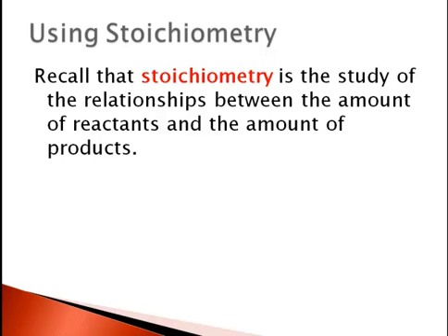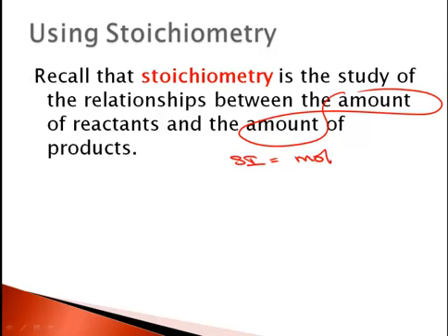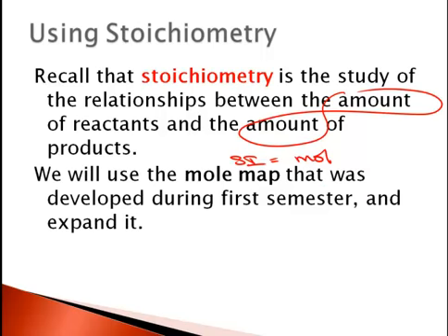Remember that stoichiometry is the study of the relationships between the amount of reactants and the amount of products. So since we're talking about amounts, we're going to use the SI unit for amounts, which is the mole. So we're going to use the mole map that we started working and expand it.